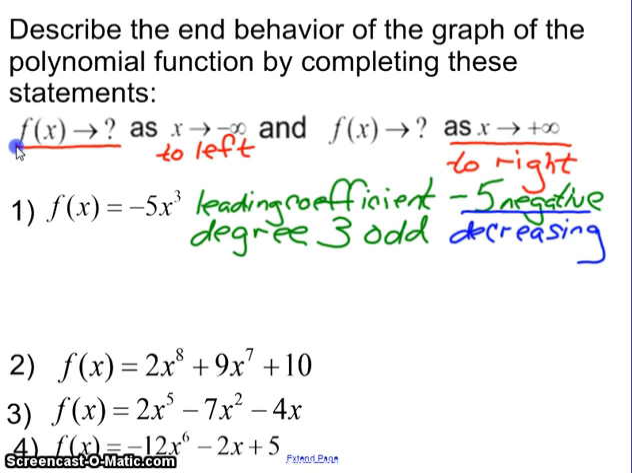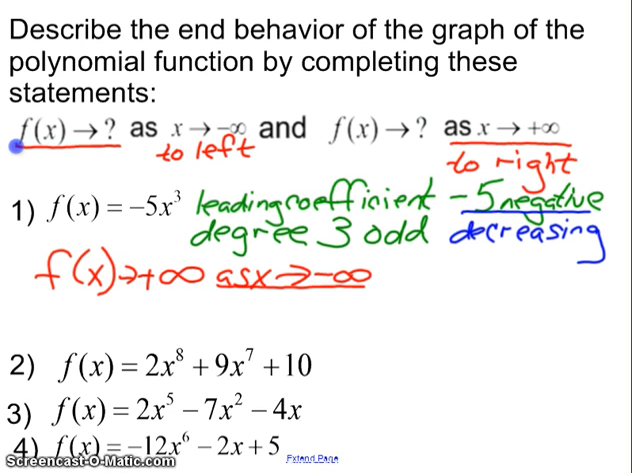So what I'm going to say is that f of x approaches positive infinity as x approaches negative infinity. Again, this means to the left. That means to the left. And f of x.